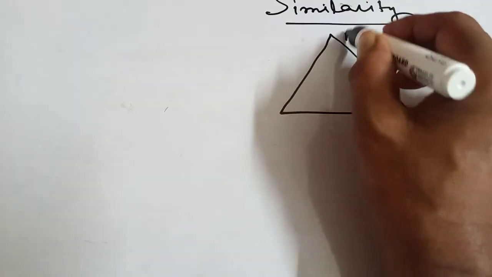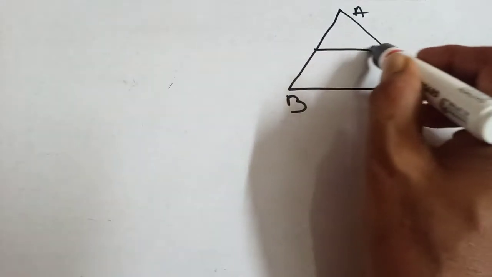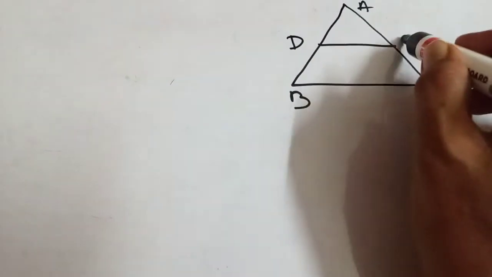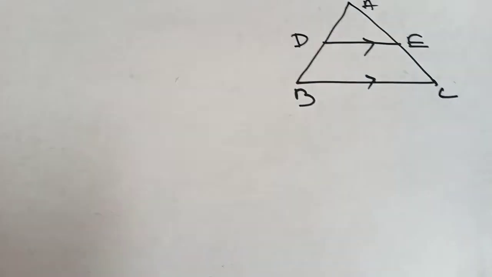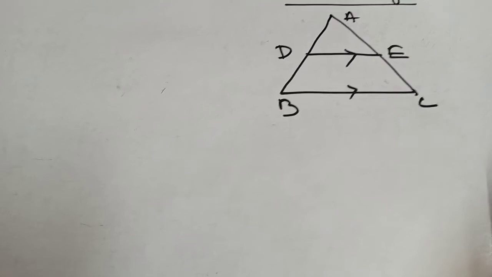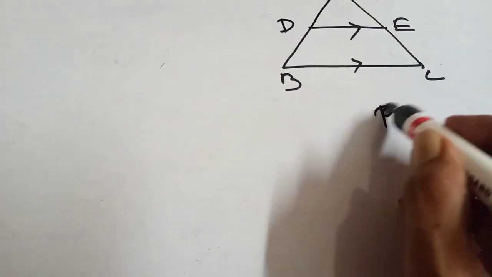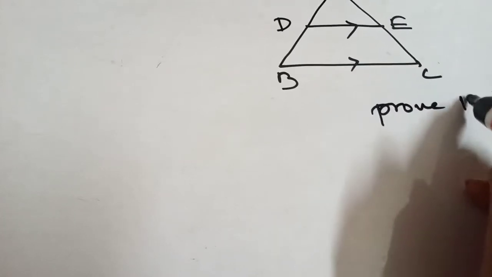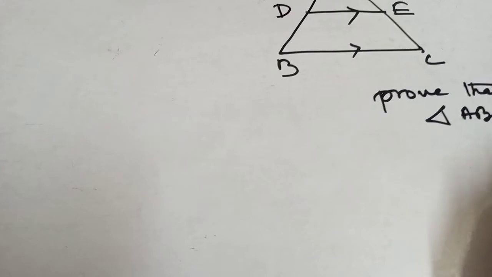ABC is a triangle. DE is parallel to BC. ABC is a triangle, DE parallel to BC. Prove that triangle ABC is similar to triangle ADE.